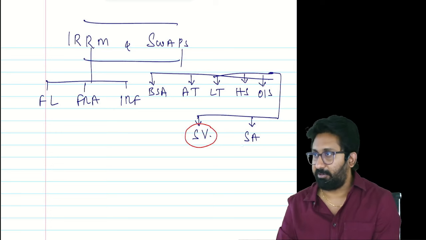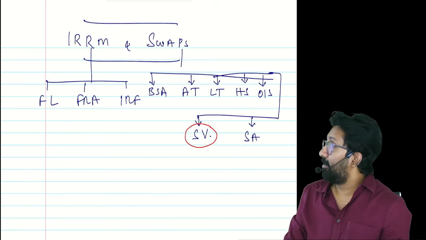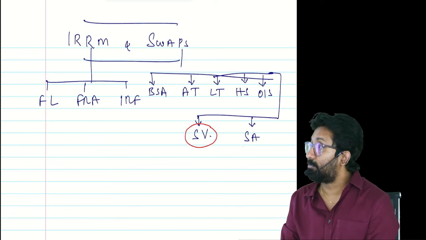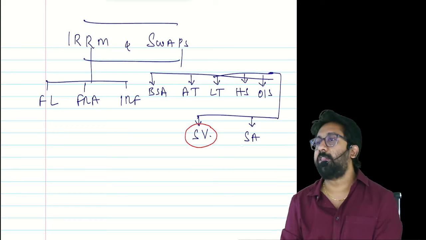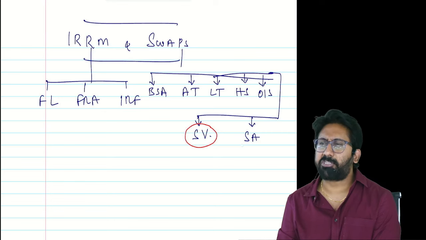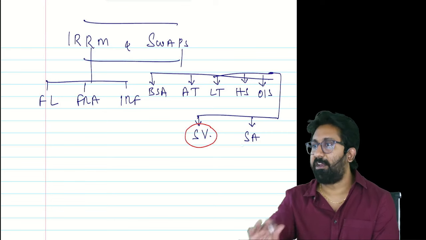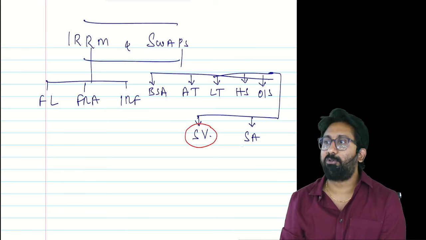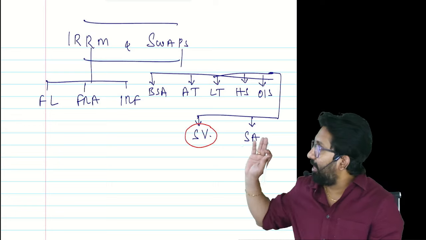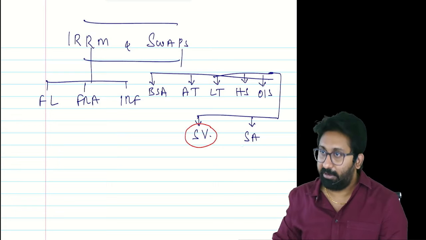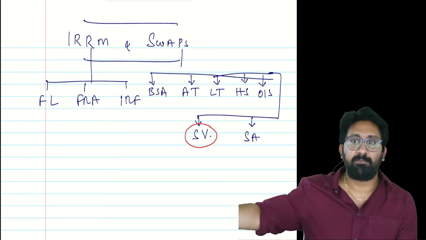Remaining all I will cover first. The reason I will tell you: swap valuation questions will come for 12 marks in the exam, and those are extremely lengthy. When I say extremely lengthy, if you touch 1 hour, it will take that. So I don't want to take that risk now. First, I will complete all. Rarely will a swap valuation question come. I am not telling they don't come.